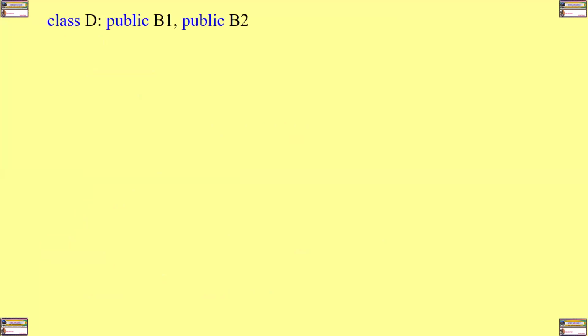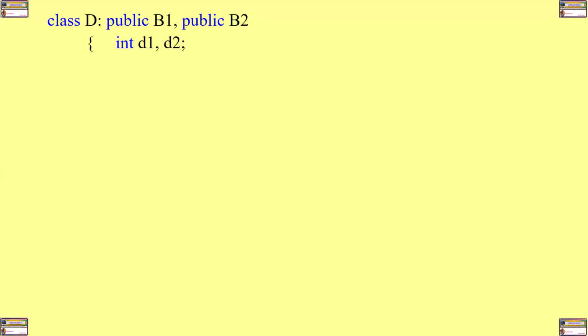We also have another class. Our class is called D. Now, D is a derived class. A derived class of which classes? Derived from B1 and B2. So it is inheriting properties from class B1 and properties from class B2.